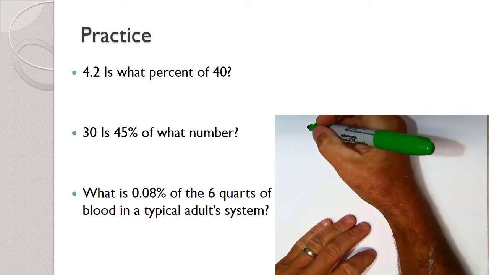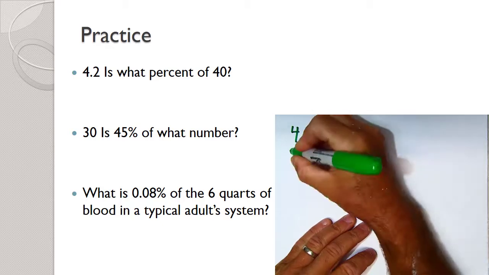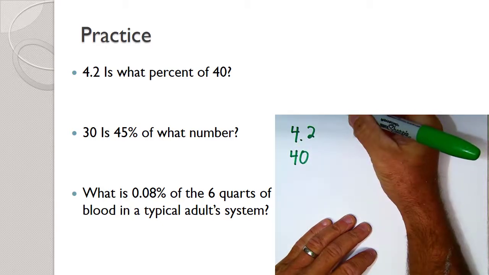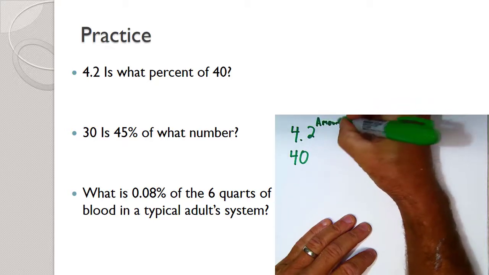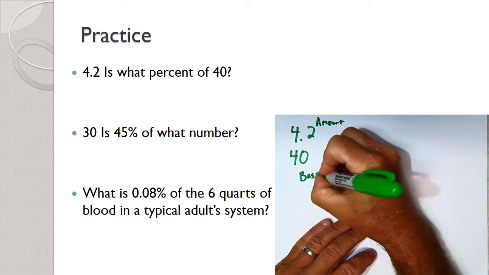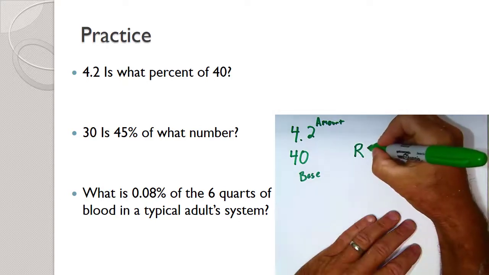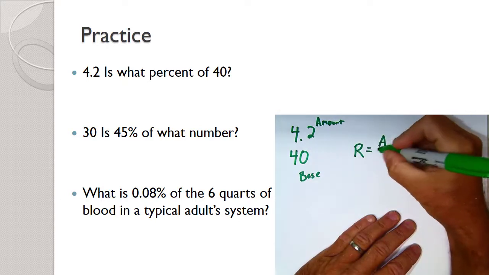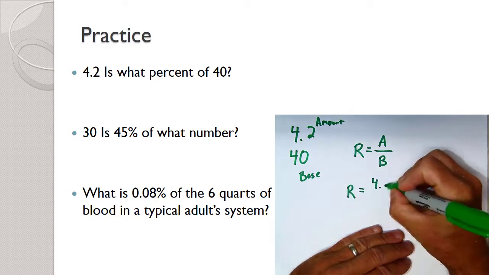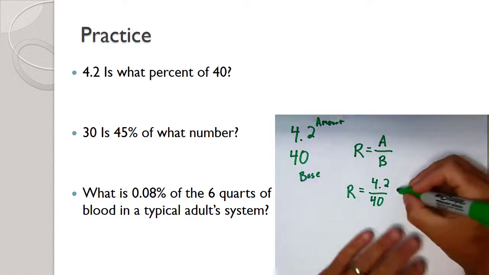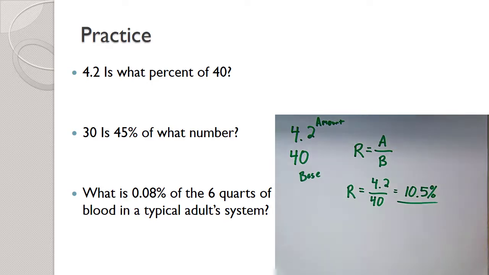Okay, our first one, 4.2 is what percent of 40? We're given the 4.2 and the 40. 4.2 isn't the whole thing, that's our amount. 40 must be our base, which means we're looking for the rate. If you use your wheel, rate is amount divided by base. And so in our case, our rate is going to be 4.2 divided by 40, and that is 10.5%. And we're done.